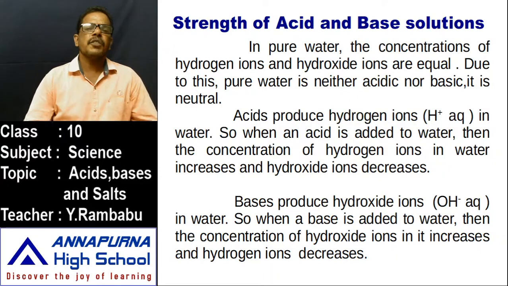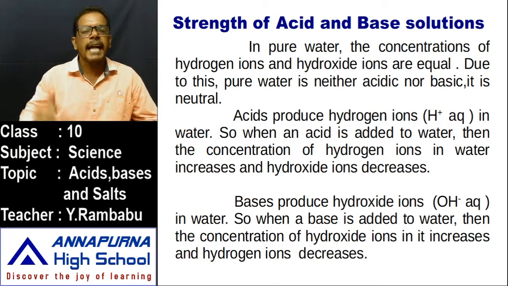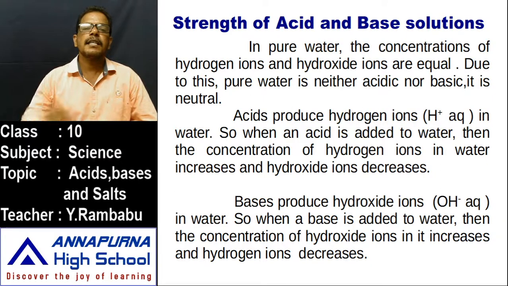Then how is the strength of an acid or base determined? Simply, the strength of an acid is determined by the concentration of H+ ions, and for a base, by OH- ions. If more H+ ions are present in a solution, then it is a strong acid. If fewer H+ ions are present, that is simply a weak acid. In the same manner, if more OH- ions are present, that is a strong base. If fewer OH- ions are present, that is a weak base.